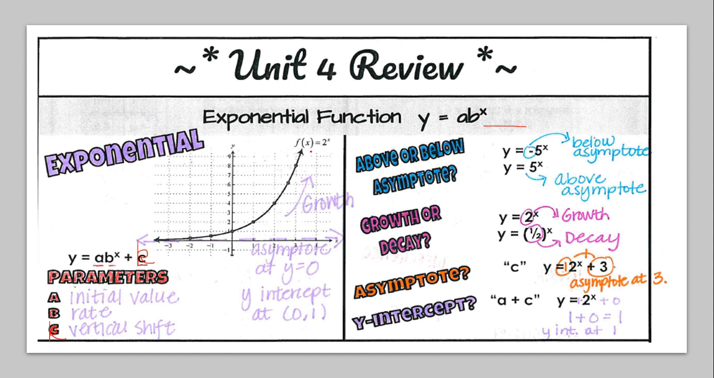So in this function here, we have f of x equals 2 to the x. My asymptote is at 0. See how my function is approaching the line y equals 0. I also know that because there's nothing at the end of this function. It would really be like I had a plus 0, so that's my asymptote. My y-intercept is at 0, 1, and I have an example here of growth.